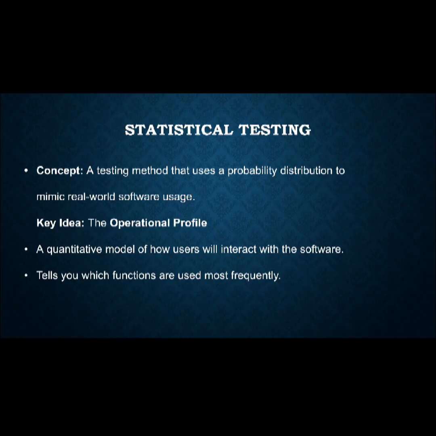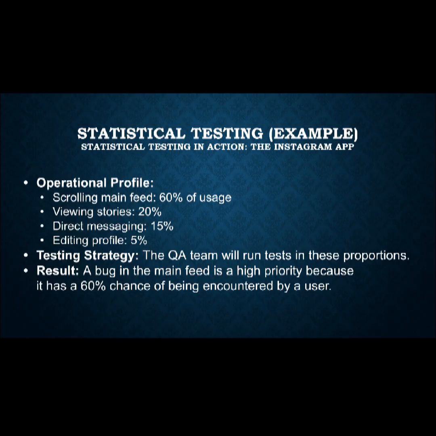It's a list of all the different functions the software can perform along with the probability of each one being used. Let me give you an example. Imagine we are building an e-commerce website. This website has many functions: searching for a product, viewing a product page, adding an item to the cart, checking out, writing a product review. Now in the real world, not all these functions are used equally. Most people who visit the site probably search for products and view product pages. Only a small percentage will actually go through the checkout process, and even fewer will write a review.